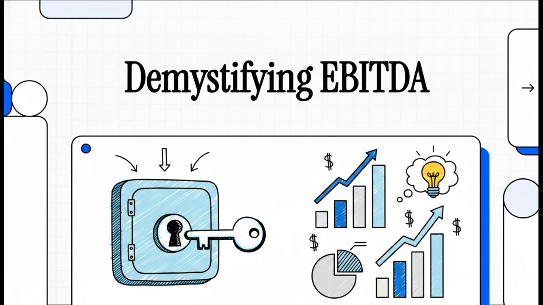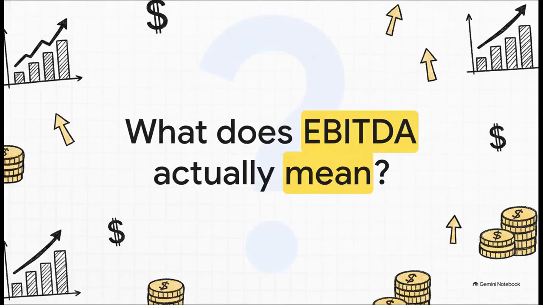We're going to break down exactly what this metric is, how the math actually works, and most importantly, how to use it without falling into a very common analytical trap. So, what does it actually mean? When a CEO is on an earnings call, proudly hyping up their margins, what exactly are they trying to draw your attention to? Understanding this is really your first step toward true financial clarity and making much smarter decisions when evaluating a business.